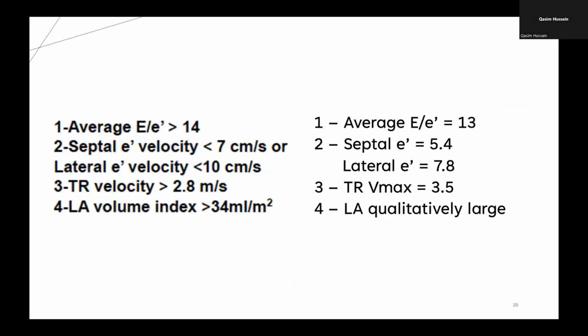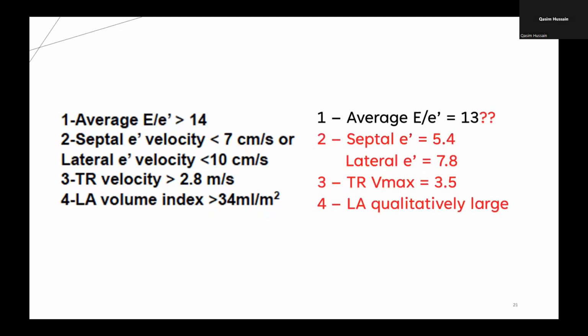Taking all of this together, the left side is the criteria under the guidelines, and the right side is the numbers that we had. Looking at that, the average E over E prime is 13, so still within normal limits, but the septal and lateral E primes were both pathological. Our tricuspid regurgitant velocity was also elevated. And of course, we didn't do the full diagnostic workup, but our LA looked pretty large too.